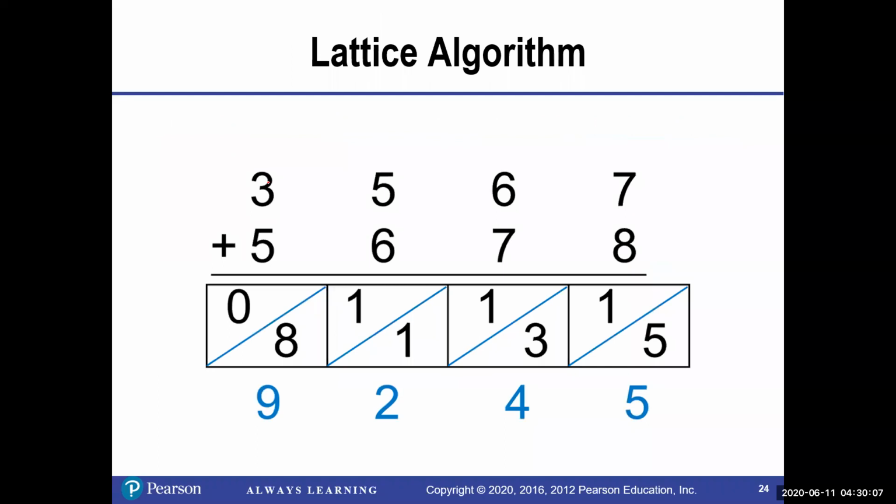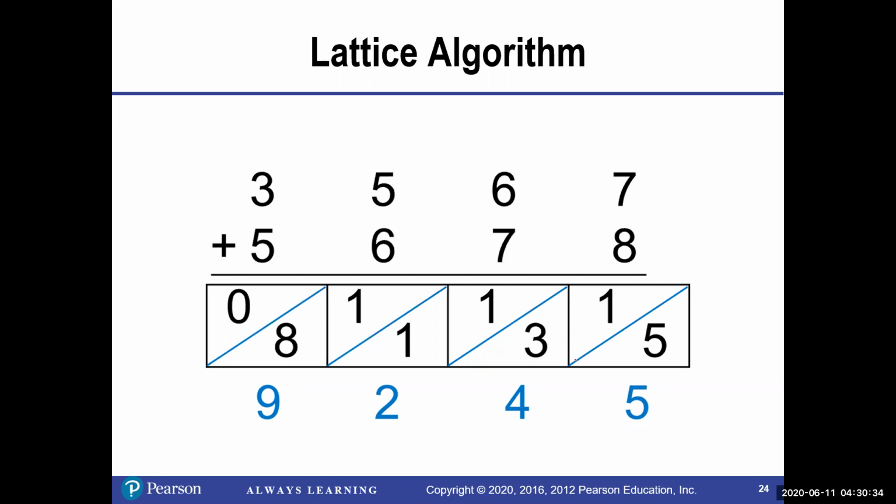So here I will pause and talk about the lattice addition. So the lattice algorithm works. It looks very beautiful. What you do here is that you write the numbers you're going to add, and then you draw this whole box beneath the numbers. Now 7 plus 8 gives you 15.